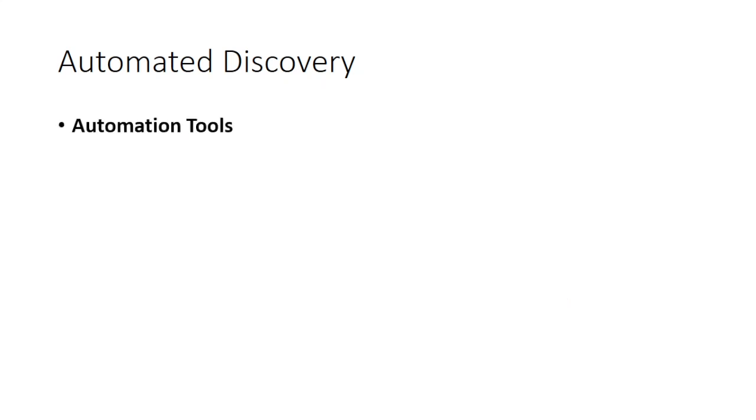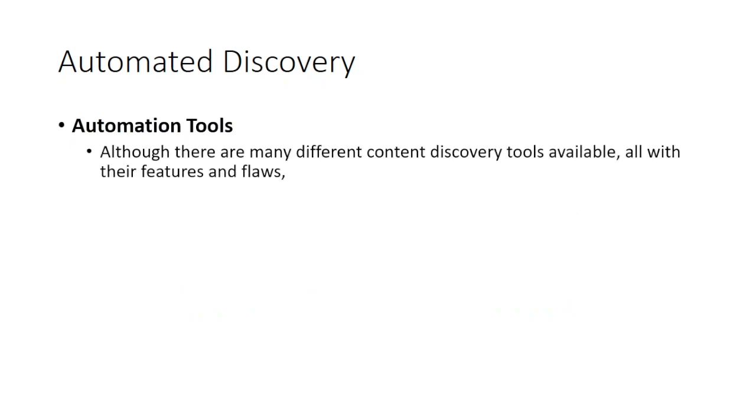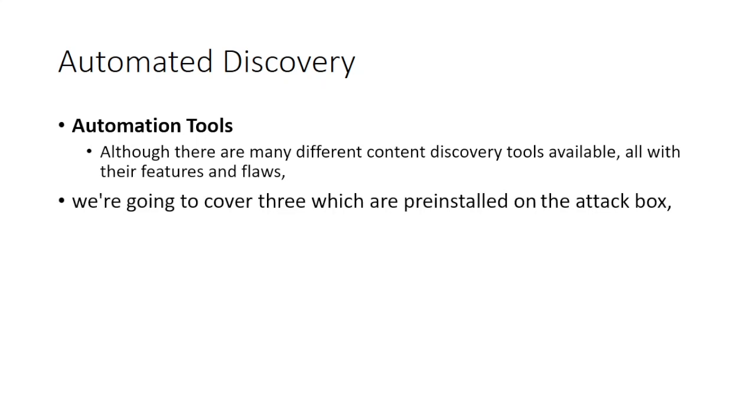And we have automation tools that are used, and although there are many different content discovery tools available, all with their features and flaws, we are going to cover three which are pre-installed on the AttackBox: ffuf, dirb, and Gobuster. So let's try each one and see what they look like.